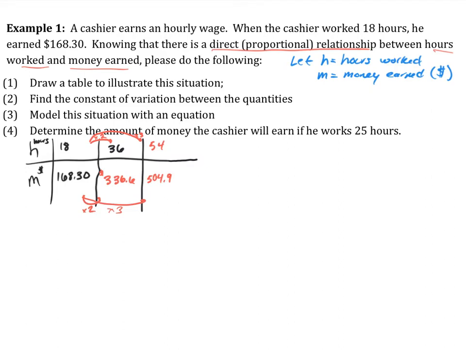All I'm doing here is just creating a short table to illustrate that I know what it means for two quantities to have a direct variation. It just means this ratio needs to hold. It needs to reduce to the same amount. So that's all I'm doing, is just drawing a table to illustrate this situation.